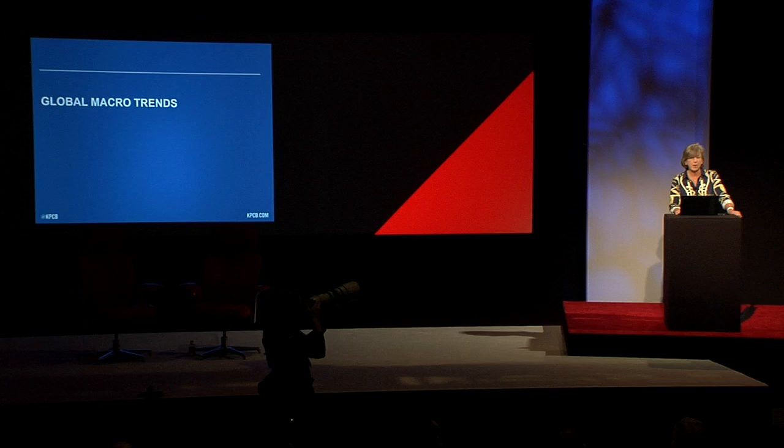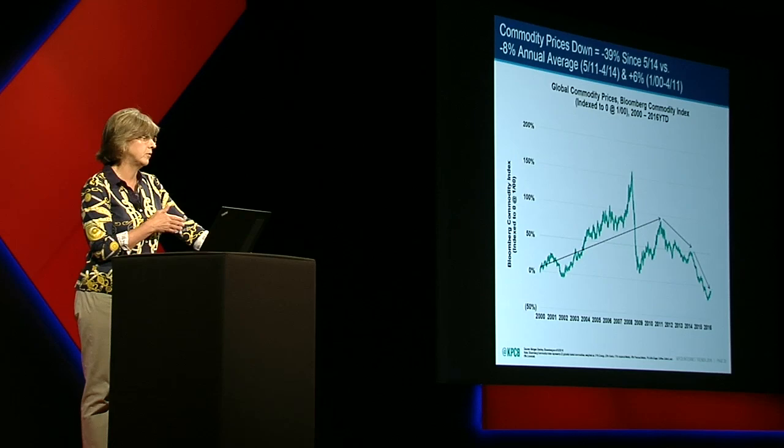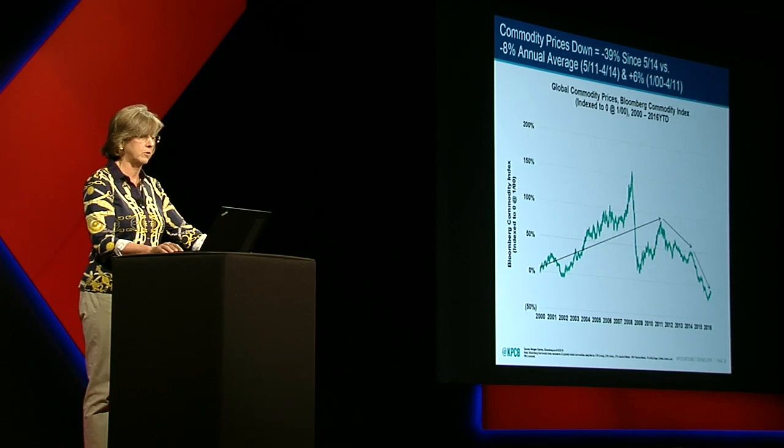Global macro trends, I don't always do this, but I want to spend time on it this year because growth around the world is slowing, and it's important for all of us to think about it. If we look at GDP growth around the world, in six of the last 8 years it has been below the 20-year average. Commodity price trends tell a tale of slowing global growth as well. Commodity prices are down 39% since May of 2014. You can see the trending on this chart that started in 2000.